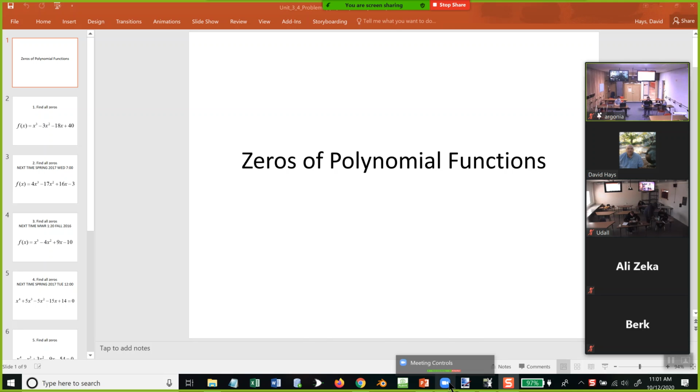This is section 3.4, zeros of polynomial functions. Now, zeros is where your graph crosses the x-axis. So that's going to be an important thing to note for working problems.